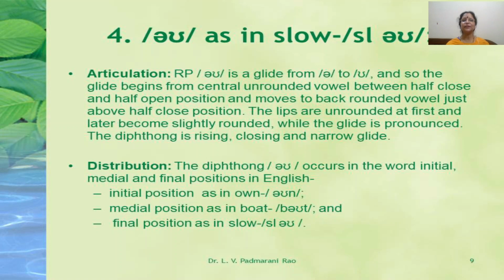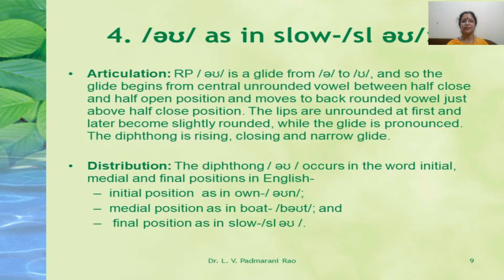The next sound that we have is O. The first three diphthongs were ending with E and these two will be ending with U. O. Don't open your mouth wide. Just open it slightly; the central vowel is to be pronounced. O, as in SLOW. The normal Indian pronunciation is slow.